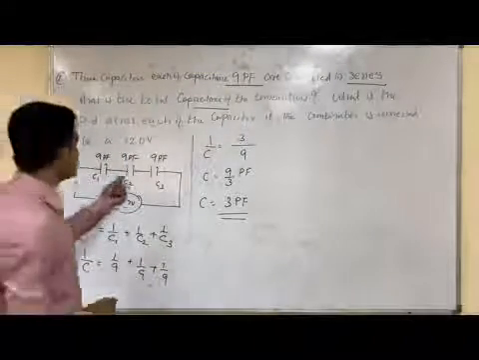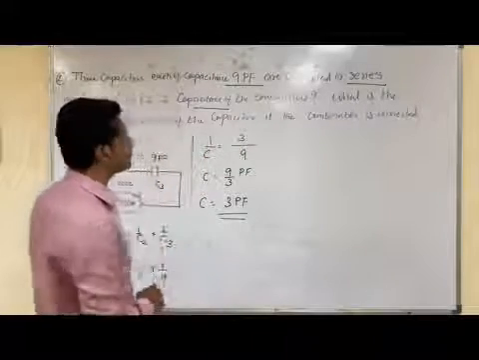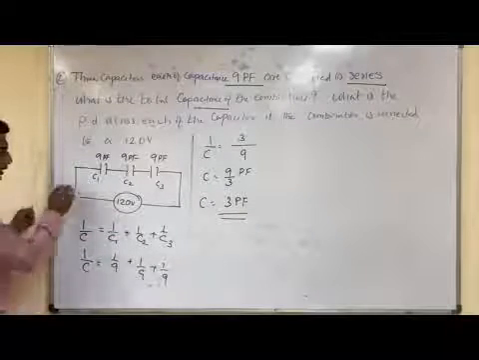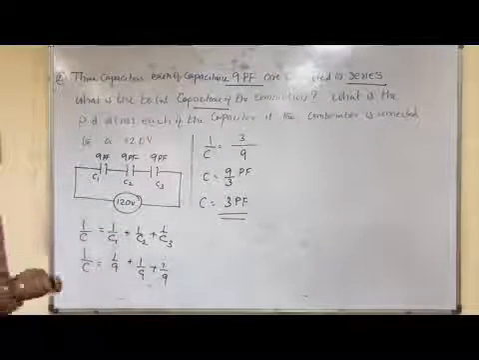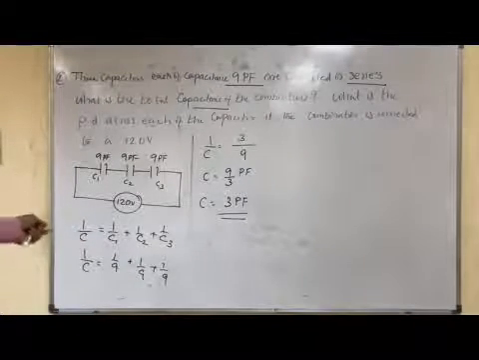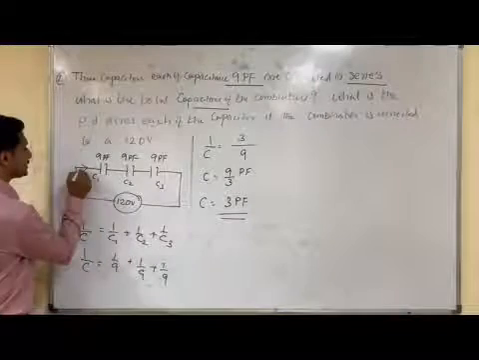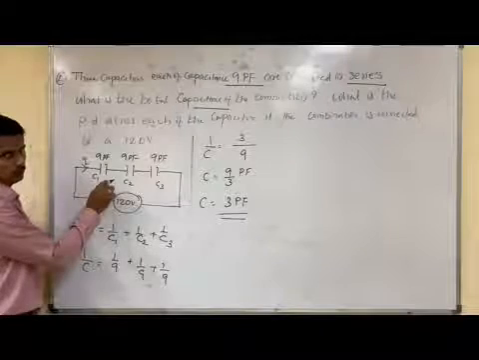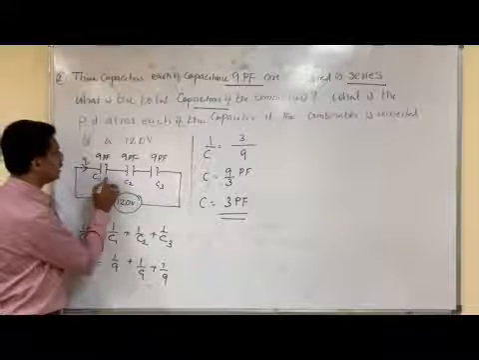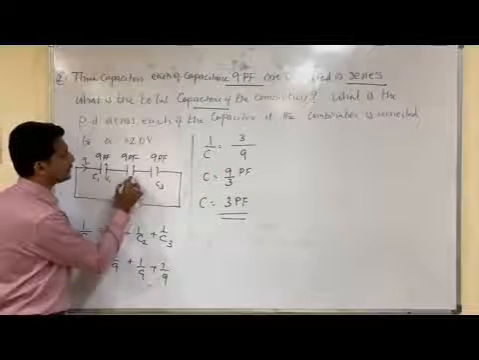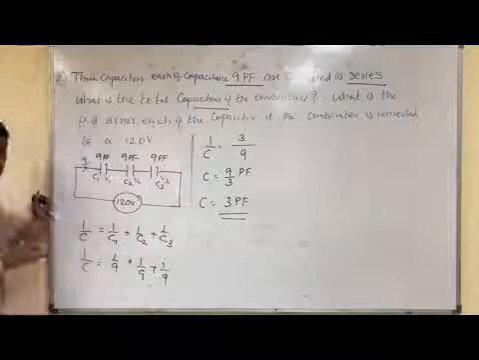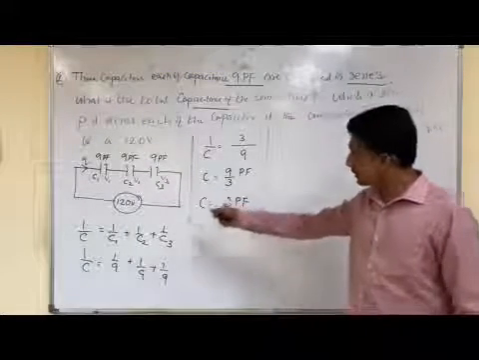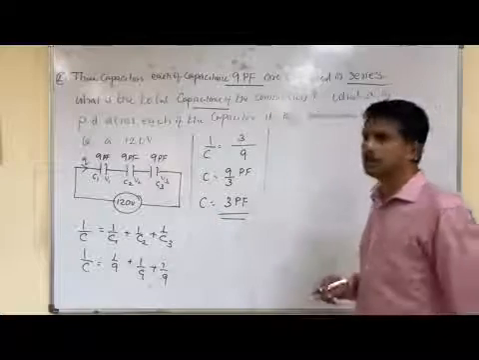Now the second part is, what is the potential difference across each capacitor if this combination is connected to 120 volt? As you know, when we connect capacitors in series, the same charge flows through each capacitor, and the voltage drop across each capacitor is different. Let V1 be the voltage drop across the first, V2 across the second, and V3 across the third capacitor. We calculated the net capacitance of this combination, that is 3 picofarad.